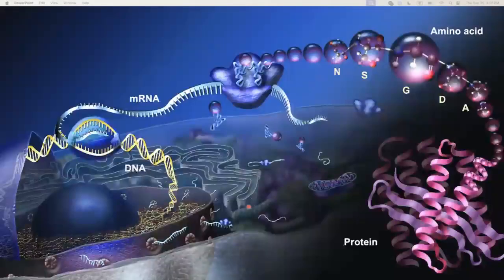So let's start with a quick reminder of the central dogma of molecular biology. So as we know, the DNA is transcribed into mRNA, which is then translated into proteins, basically the workhorses of our cells.